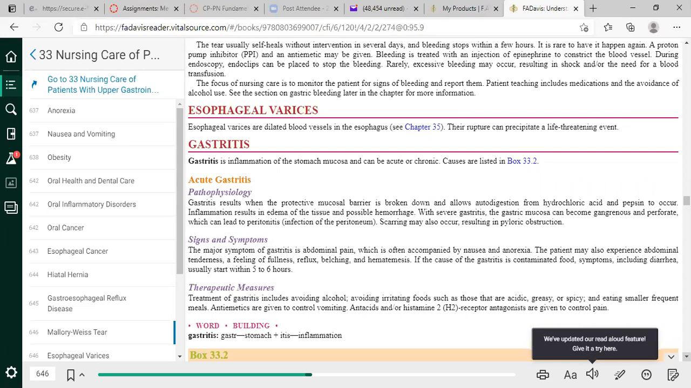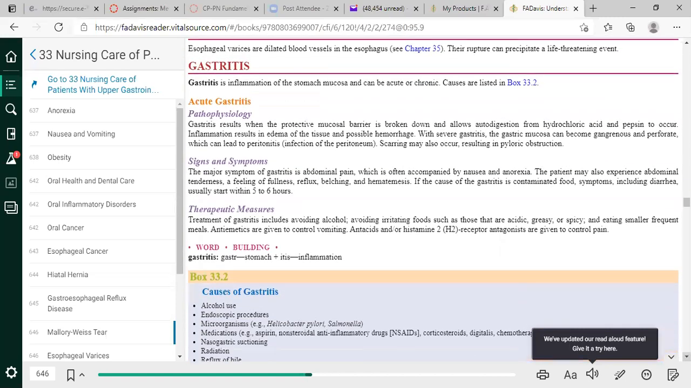It talks about gastritis. Anytime we hear "itis" at the end of a word, we automatically know it's inflammation. So acute gastritis is some type of issue that just emerged and is causing an inflamed stomach. Inflammation results in edema of the tissue, and it can also contribute to possible hemorrhage. Typically with gastritis, the patient will present complaining of abdominal pain, nausea, vomiting, that type of thing.